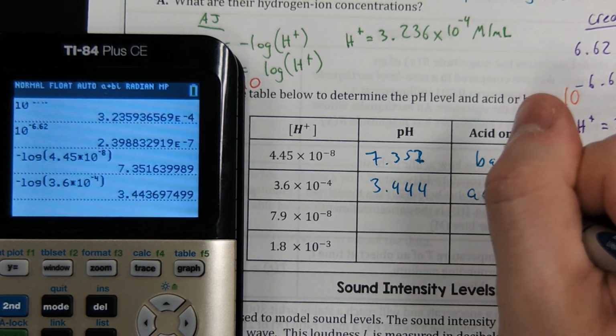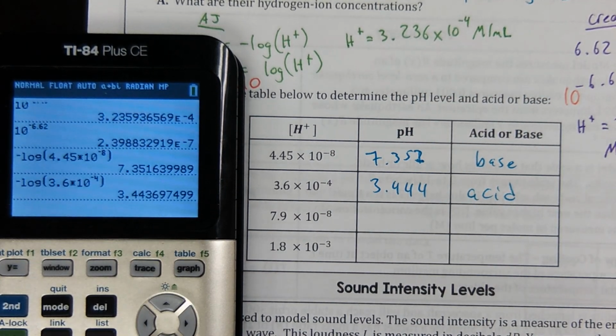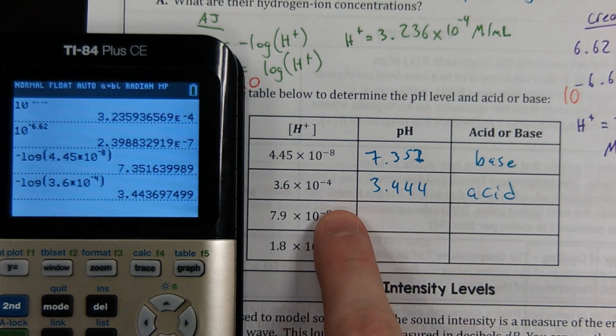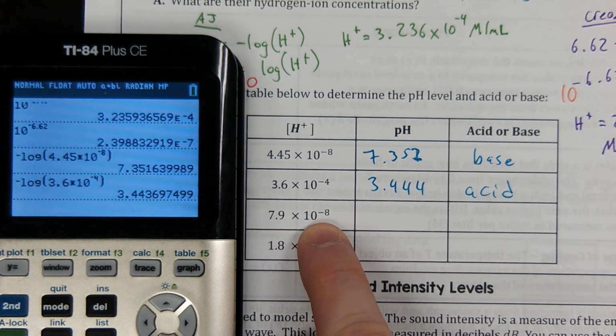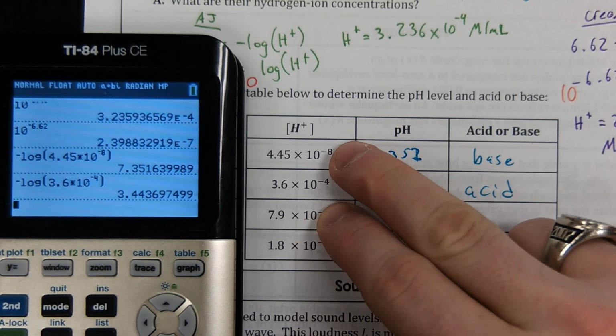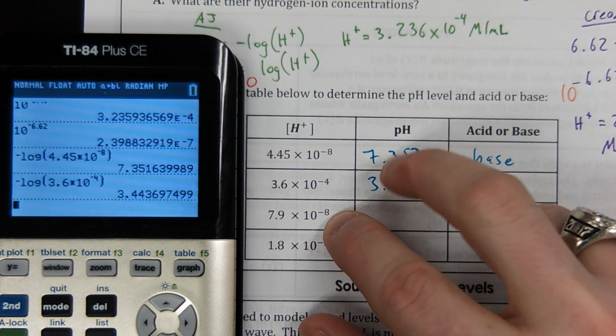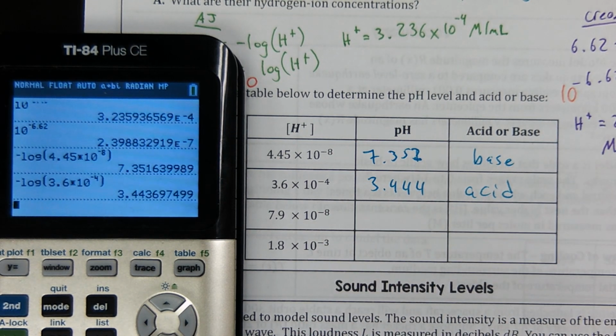That is an acid. I bet you this one's a base. Do you know why I know this is a base? Because it's to the -8 and the coefficient in front is larger, which means I'm going to get a bigger number than 7.352.